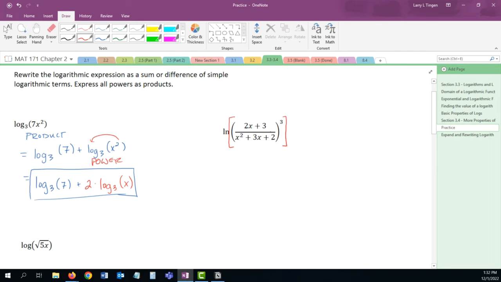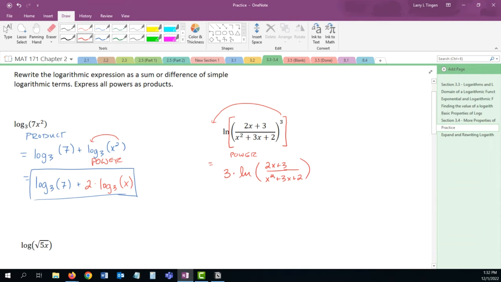I keep saying can't. I have the log of something raised to a power. So ignore the fact that this is a linear expression and a quadratic expression. And just say this is the natural log of something raised to a power. So that means using the power rule, I can rewrite this as 3 times the natural log of 2x plus 3 over x squared plus 3x plus 2.